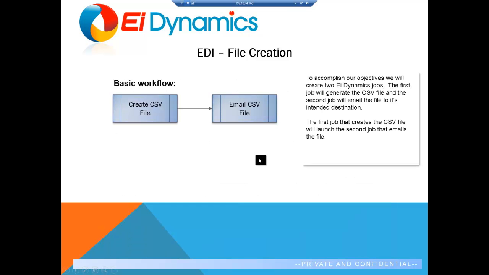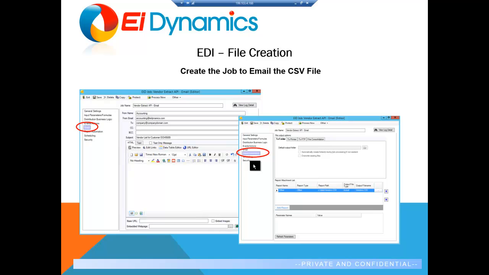So the basic workflow of today's training is we're going to have two separate EI Dynamics jobs. One job to create the file and one job to email the file. Generally, we want to try and have as few jobs as possible. Ideally, if we could do it all in one, we would. But today, because of the nature of how the data is processed and the fact that we're going to email it, it's going to require that we have two separate jobs.